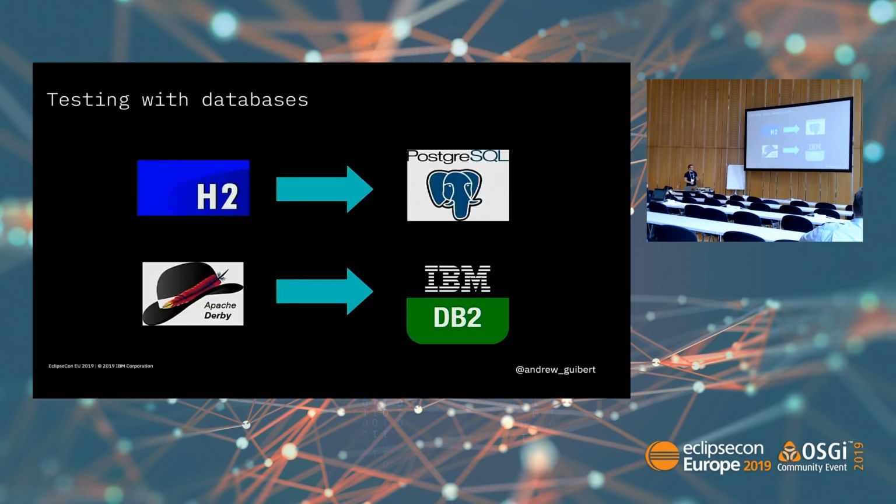So another common issue is databases. Lots of applications use databases, and very frequently we'll use a database like H2 for development and PostgreSQL in production, or we'll use something like Apache Derby for development and something more robust like IBM DB2 in production.